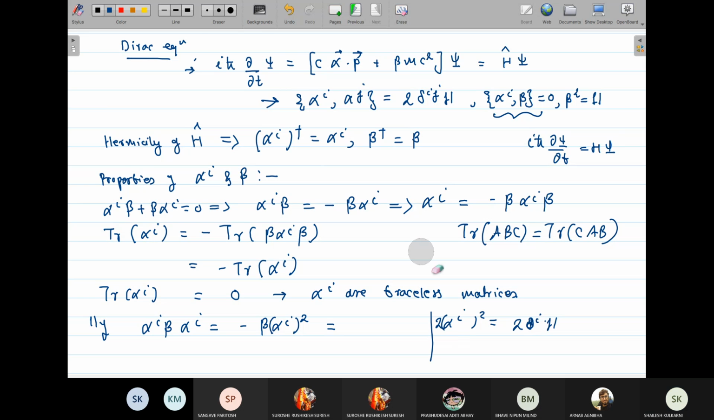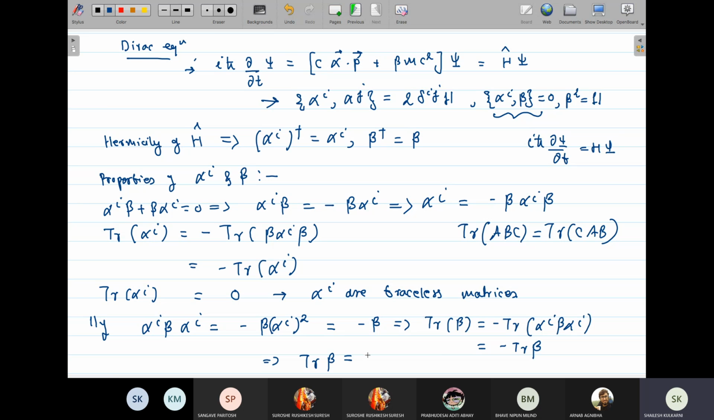Here this alpha I square is identity, so it is minus beta. So this implies trace of beta equal to minus of trace of alpha I beta alpha I. This is nothing but, use the cyclic property of trace. So it will be trace of alpha I square beta, but alpha I square is 1, so it is minus of trace of beta. This implies that trace of beta is 0. So I have traceless Hermitian matrices. That is what I know now, satisfying this anti-commutation relation.